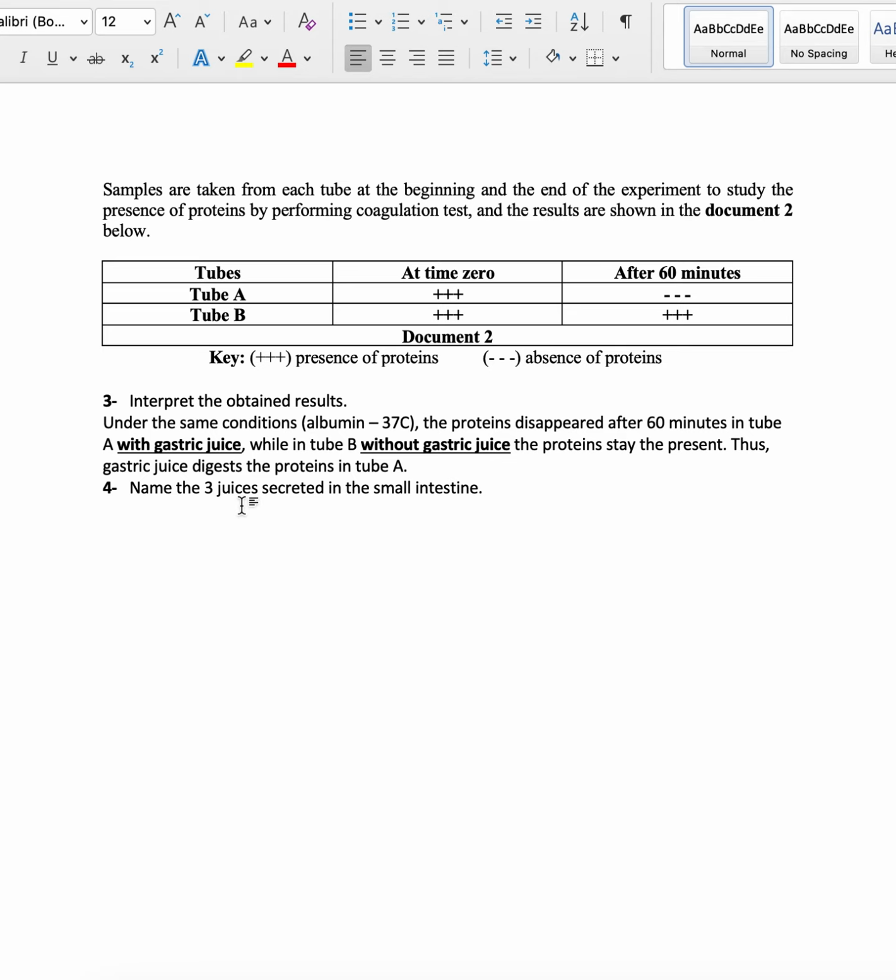Name 3 juices secreted in the small intestine. Memorize: pancreatic juice, second, bile, and third, intestinal juice.